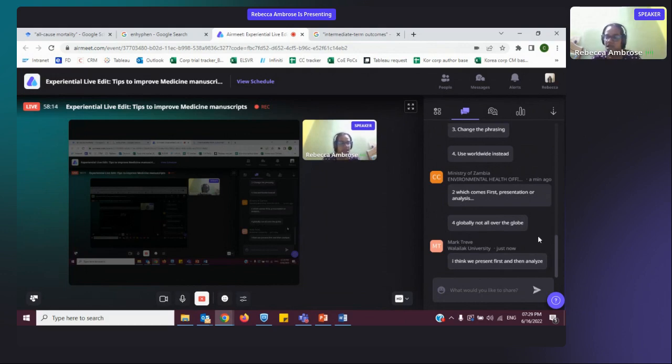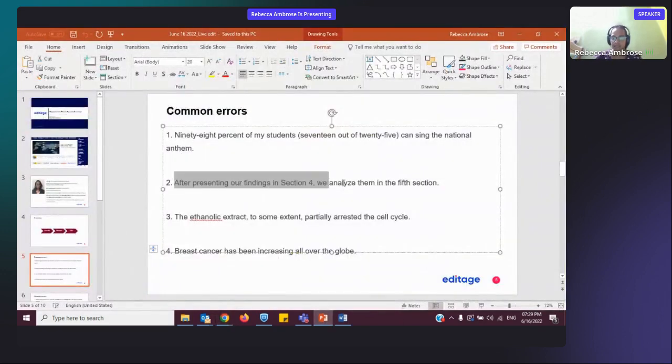That's correct. Over here again, I think what the authors were trying to say for this particular part is that they are showing their findings in that section, in section 4, and then they've presented their analysis in the fifth section. So it's just a play on words over here.